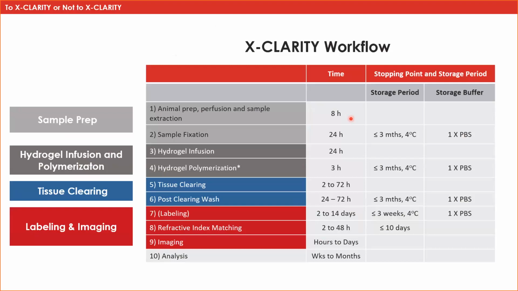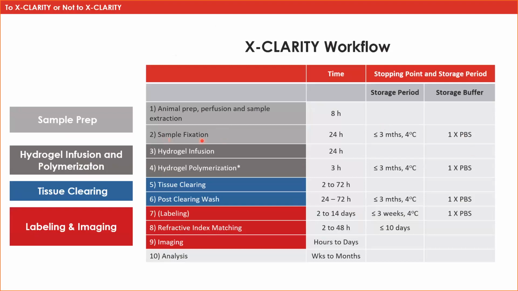The second is a sample fixation step, or what we call the post-fix step. Once the tissue sample has been extracted from the animal, you simply incubate this at 4 degrees in a 4% PFA solution for 24 hours. At this point, samples may be stored for up to 3 months. After sample fixation, and certainly if you're working already with prefixed samples, you don't need to do this secondary post-fix.